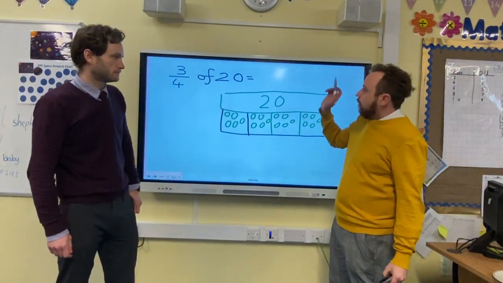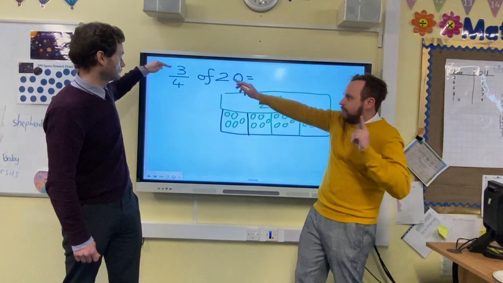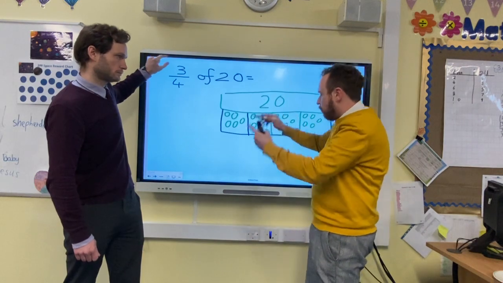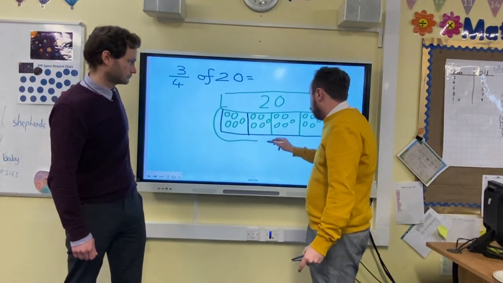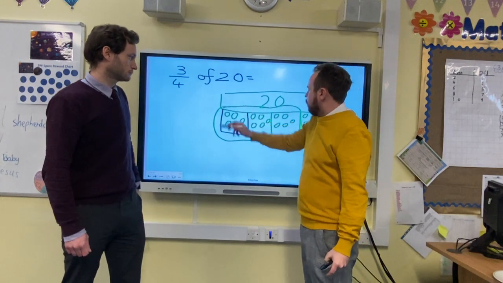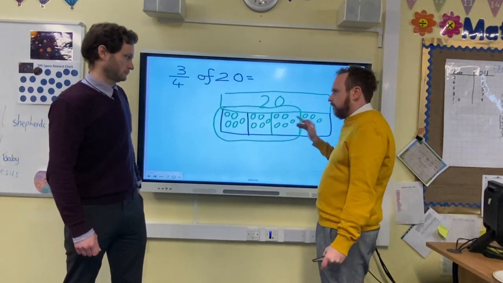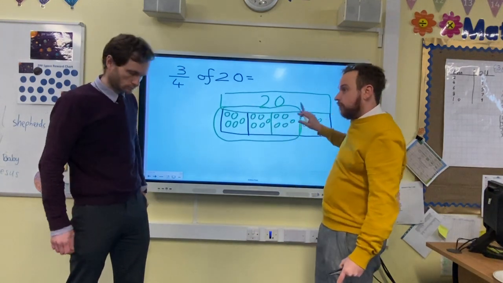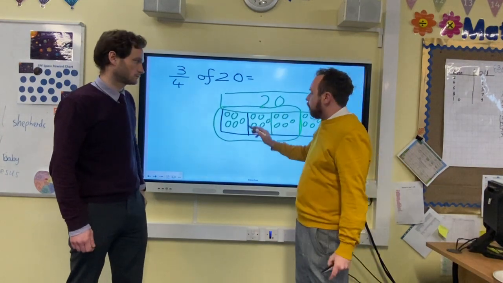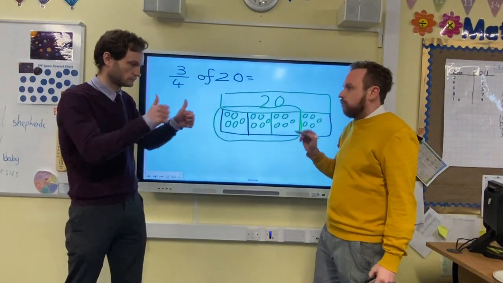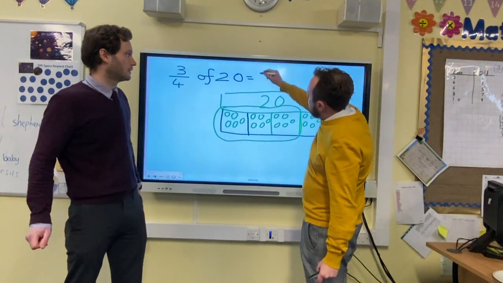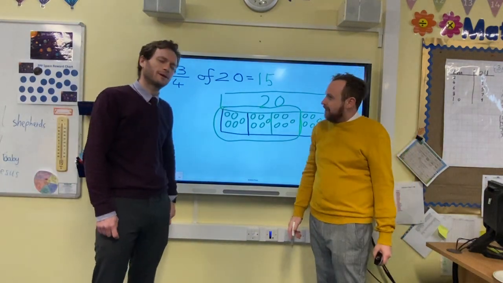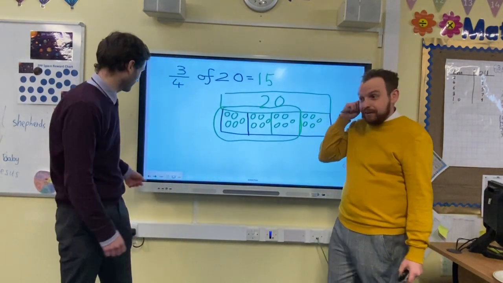Okay, but I need to look back again at the fraction because this time the numerator is 3, so that means I need to circle 3 of those plates because it's 3/4. So I'm going to circle 3 of them, and I need to count up what's in those 3. I can see there's 5 in each of them anyway. So I'm going to count in 5s. 5, 10, 15. So 3/4 of 20 would be 15. Am I right? You're not wrong. And I would love 15 sweets. You're only getting 5. That's your plate.